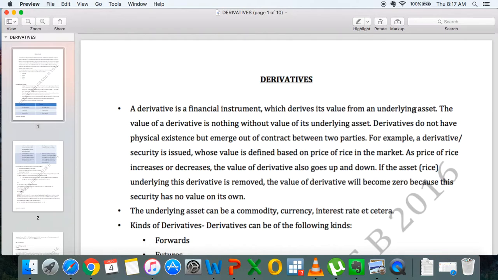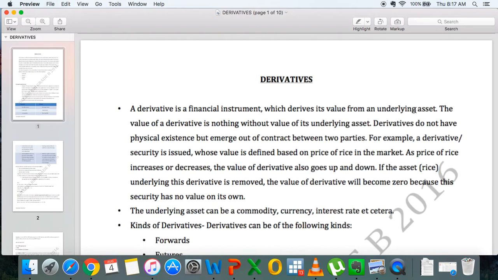Similarly, a derivative's value is derived not from itself. Just like a coconut shell has no value, a derivative instrument on its own has no value. Its value is dependent on what lies beneath it, what it is attached to, and that attachment can be a commodity like rice, wheat, can be a currency, dollars, rupees, anything else, can be an interest rate as well. So the attachment gave value to a derivative.